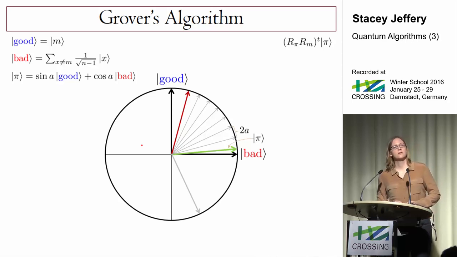Yeah? What exactly do I need to know to calculate the optimal number of times I have to run this? If you want to calculate the optimal number of times, then you want to know the number of marked elements, or the amount of amplitude on the marked set in the initial state. But if you don't know that exactly, there are still classical techniques, which I'll talk about a bit later. So it's not necessary. If you really want to calculate the optimal number of steps, then you do need to know this, but it's also not necessary for finding a marked element. You can still find a marked element with high probability without knowing how many marked elements there are.